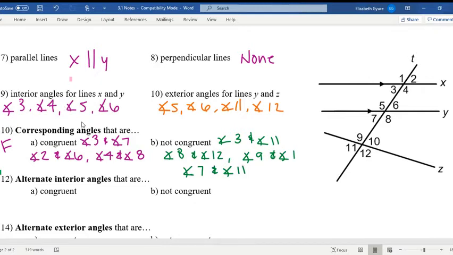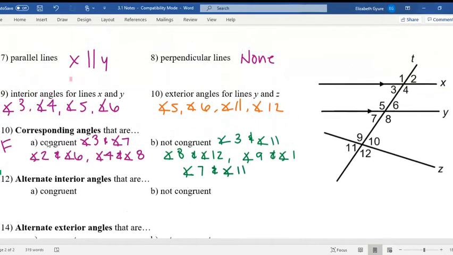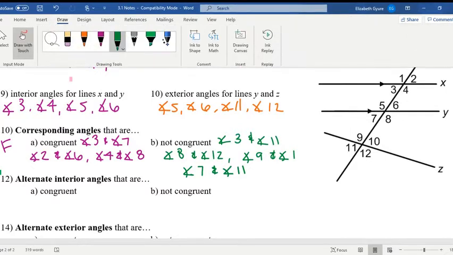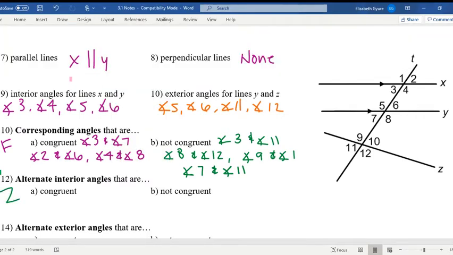All right. Good. We got a nice long list there. The more we can identify, though, the better, because that's more practice for you guys. All right. Now we're going to look at alternate interior angles, first that are, then that aren't congruent. So alternate interior angles, that's going to be your Z or your zigzag shape. Okay, lightning bolt, zigzag, whatever.